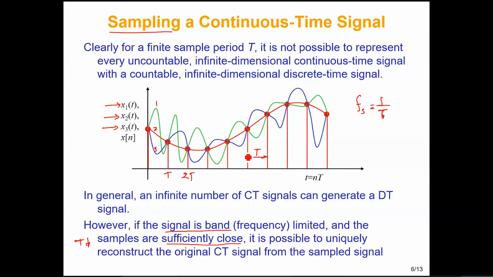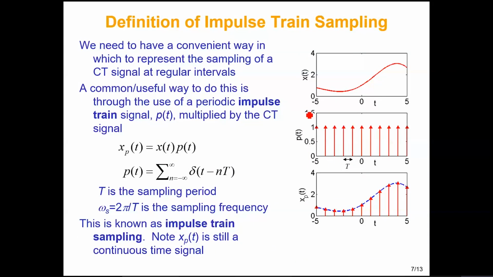So how close should this time period T be? How close should these samples be? In other words, how high should the sampling frequency be? This is something we need to find out, because if we don't select the right sampling time period, you will not be able to reconstruct your original signal back. So this much we know.